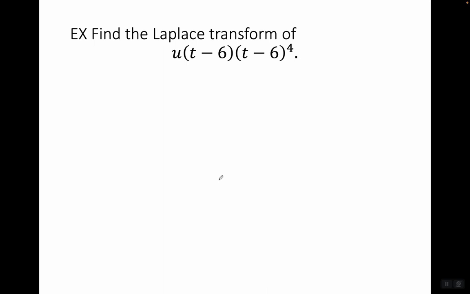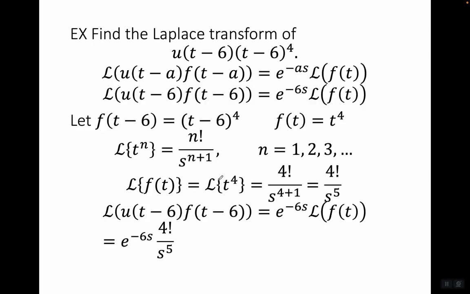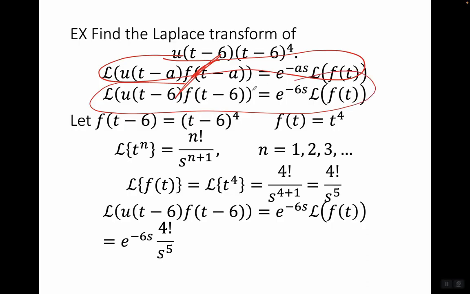Find the Laplace transform of u of t minus 6 times t minus 6 to the 4th. Okay, here's the definition of the Laplace transform. Here's the formula we saw for the Laplace transform of u of t minus a, f of t minus a, in general. In this case, we can see that a equals 6. So we'll plug in a equals 6, and we end up with this formula. Now, when we compare these formulas, we can see that f of t minus 6 is t minus 6 to the 4th. So that means f of t is just t to the 4th.